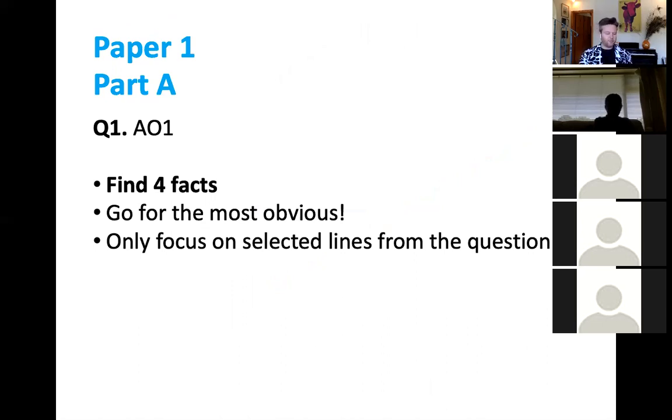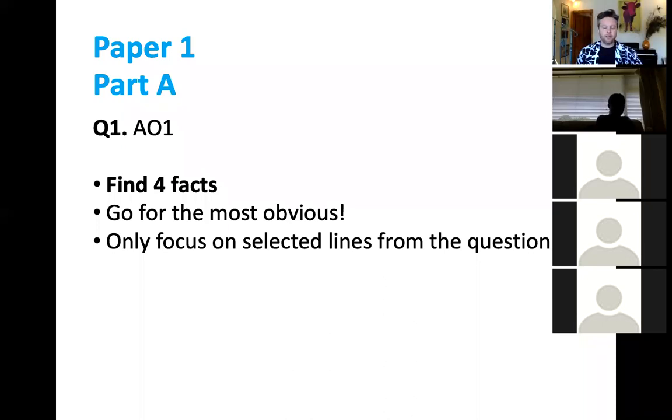Just because I can't flick between the 2 screens very well on Zoom. So if you've got your practice paper in front of you, so you can follow as we're going along. So it should look like that. And question 1 is this one here.